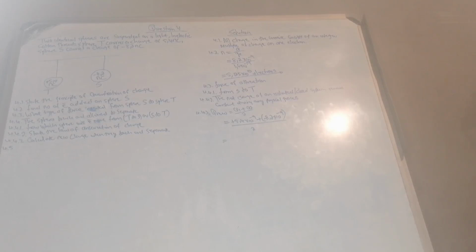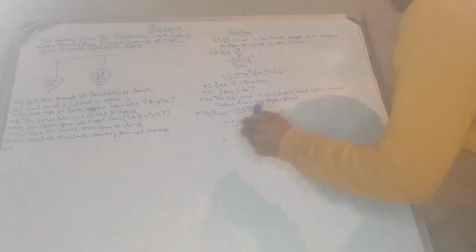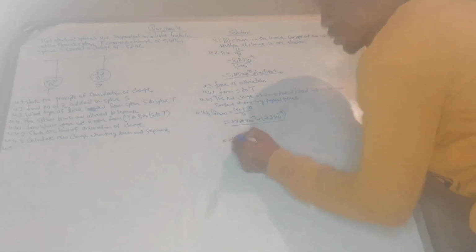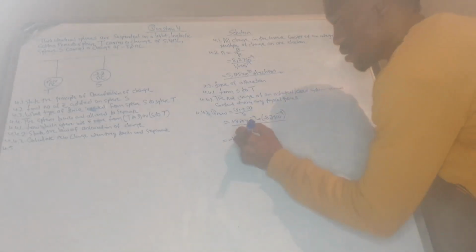So we substitute 5.4 times 10 to the minus 9, minus 8.2 times 10 to the minus 9. We divide that by 2. The answer is negative 1.4 times 10 to the minus 9 coulomb.